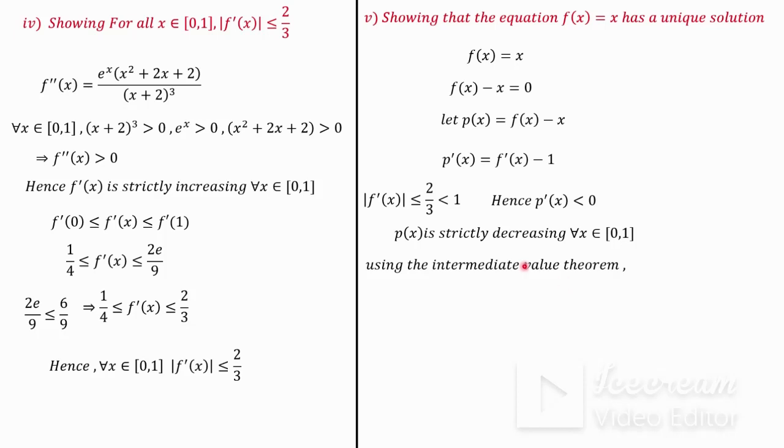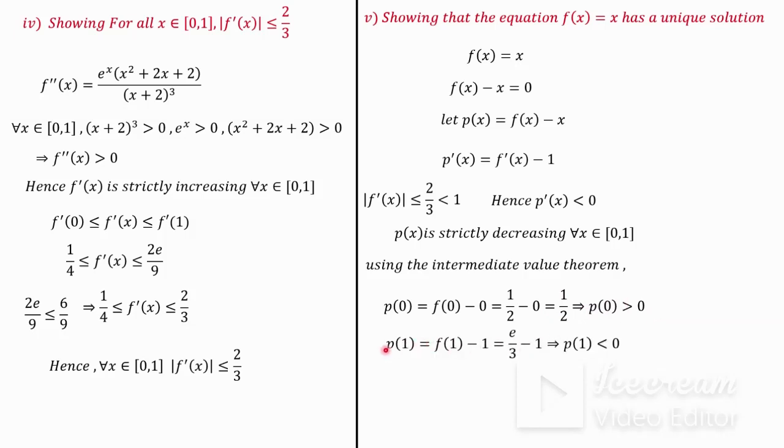We have to determine the sign of p of 0 and the sign of p of 1. If the product of p of 0 times p of 1 is negative, therefore there exists at least one point which touches the x-axis in the interval 0 to 1. So let us first of all obtain p of 0. p of 0 is going to be equal to f of 0 minus 0, which is a half minus 0, which gives us a half, and we can therefore conclude that p of 0 is greater than 0.